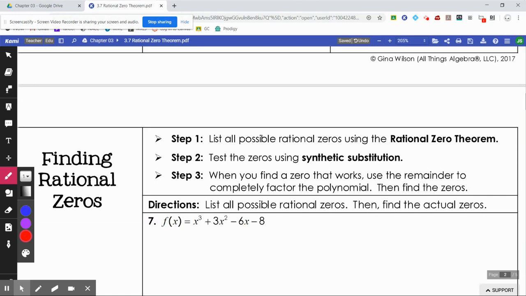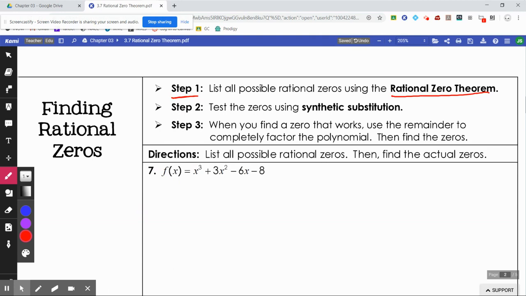So now how do we actually use that? Here we go. Step number 1. We're going to generate that list. List all the possible rational zeros using this rational zeros theorem. Then, here's the scary part. Step number 2, we're going to test the zeros using synthetic substitution.